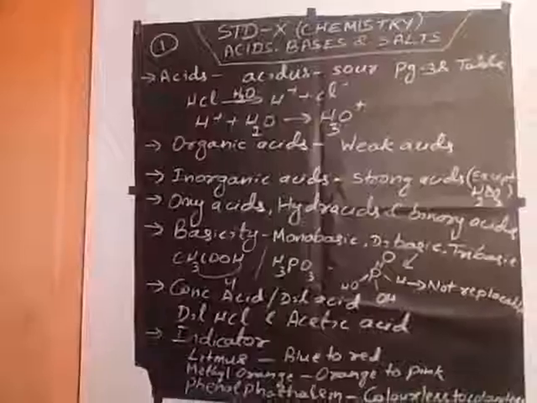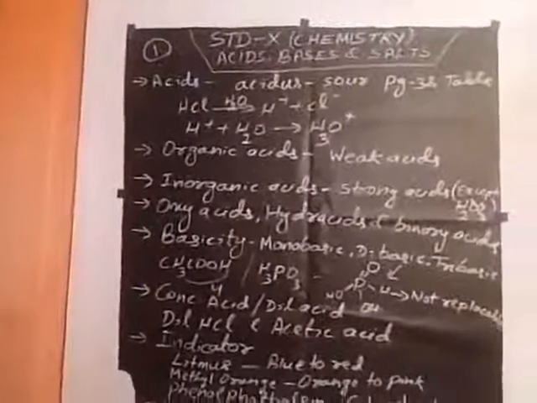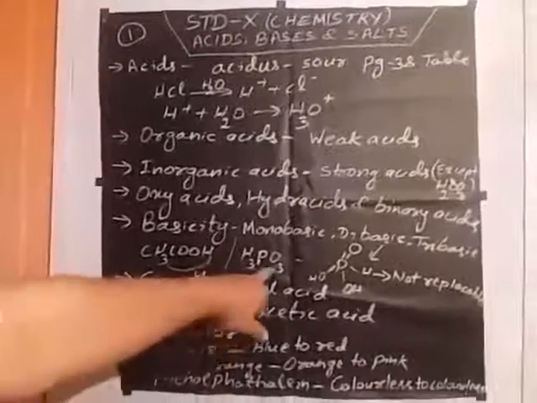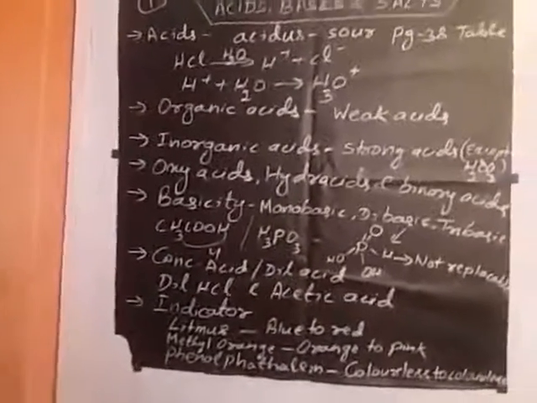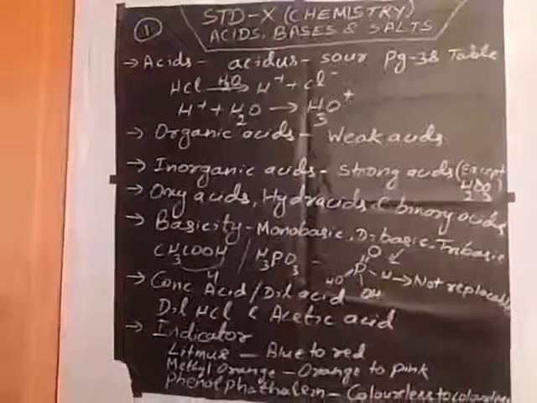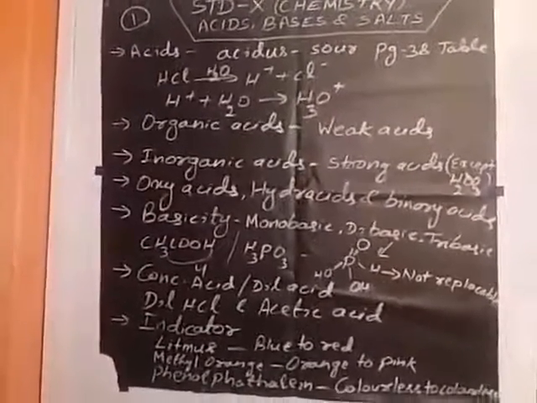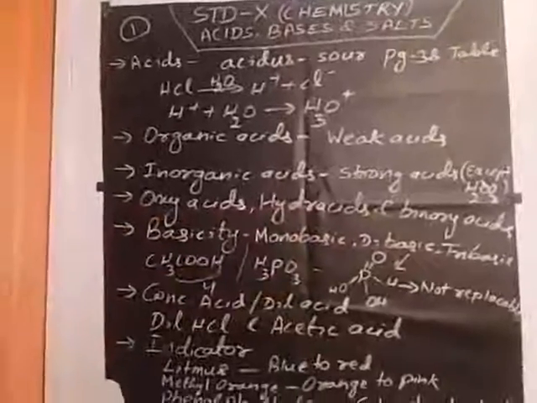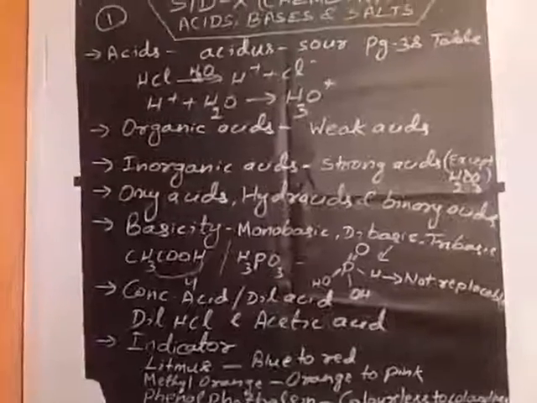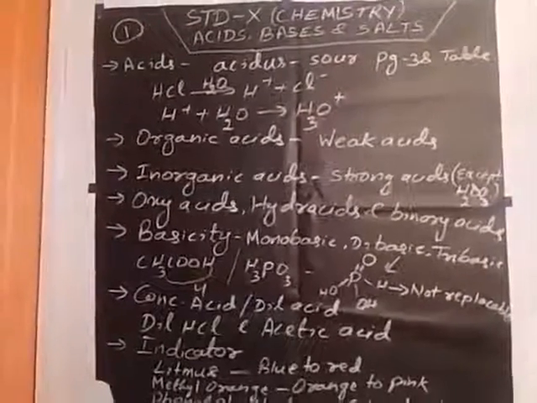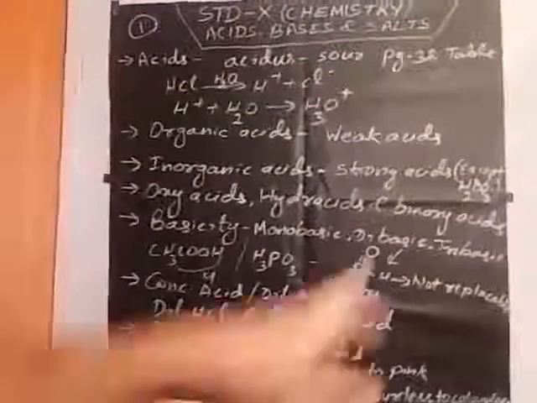Then oxy acids. If an acid contains oxygen along with hydrogen, it is an oxy acid. HNO3, H2SO4, H3PO3 are examples of oxy acids. Then hydra acids, which contain hydrogen other than oxygen: HCl, HBr, HF. Binary acids are those in which two elements are present: hydrochloric acid, hydrobromic acid, hydrogen sulfide.